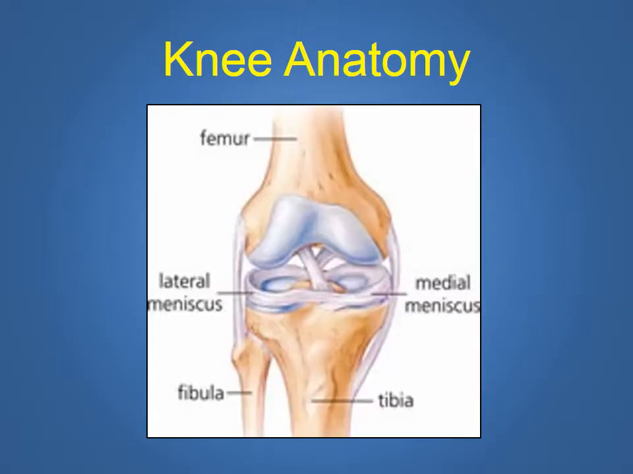In this diagram, the kneecap has been removed, so it is easier to see the medial and lateral meniscus. These are C-shaped cartilage pads that act as shock absorbers between the thigh bone and the shin bone. Again, the medial meniscus is on the inside part of the knee, and the lateral meniscus is on the outside part of the knee.